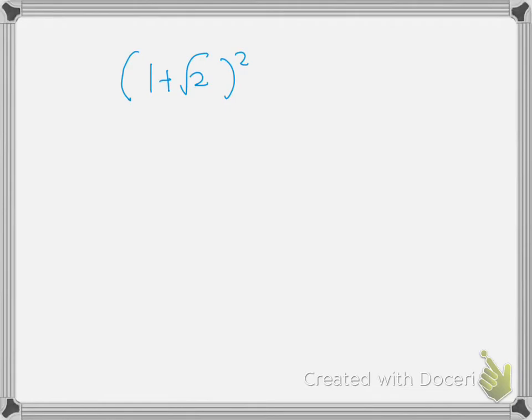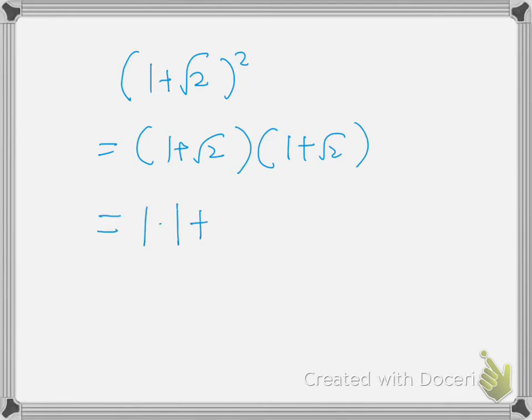Okay, so now let's look at one more example. 1 plus radical 2 squared. So this is 1 plus radical 2 times 1 plus radical 2. FOIL again, right? First, 1 times 1. Outer product, 1 times radical 2. Inner product, radical 2 times 1. And then last times last, radical 2 times radical 2.